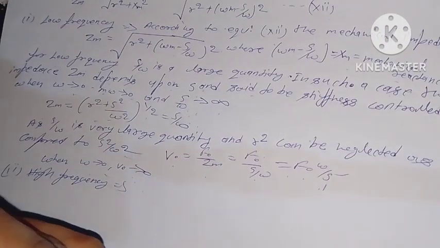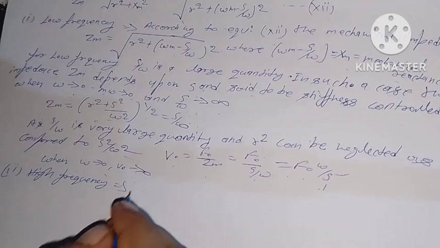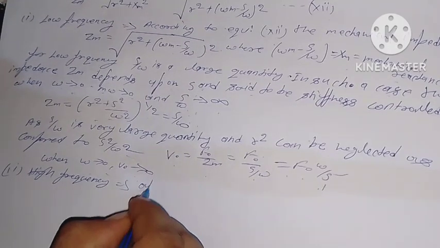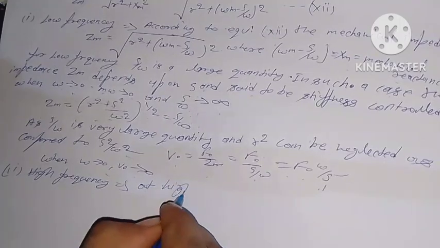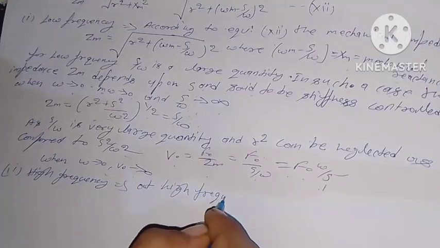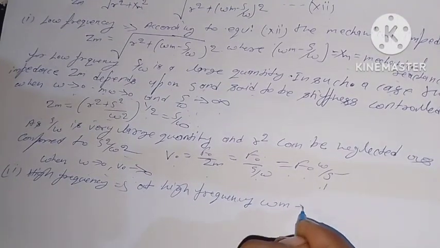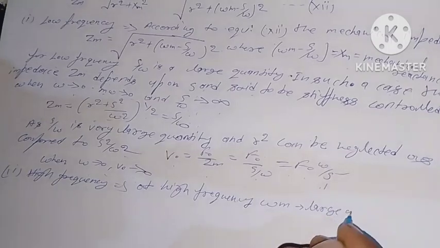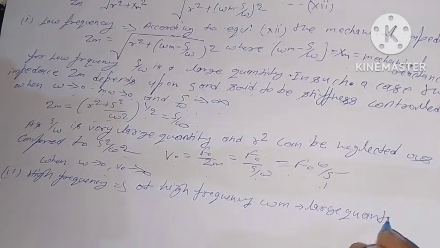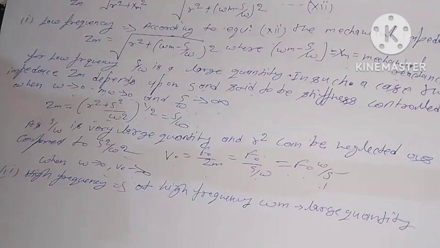At high frequency, omega m is a large quantity. If omega m is a large quantity, then in such a case the impedance Zm depends upon m and is said to be mass controlled or inertia controlled.